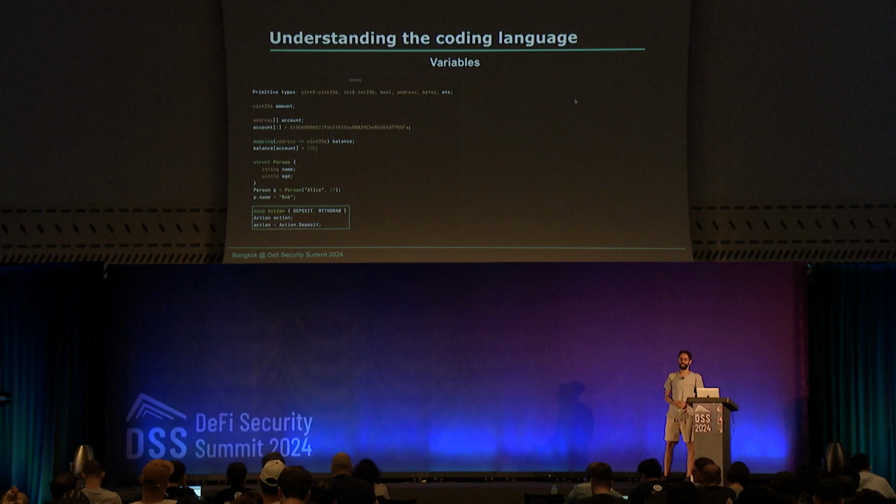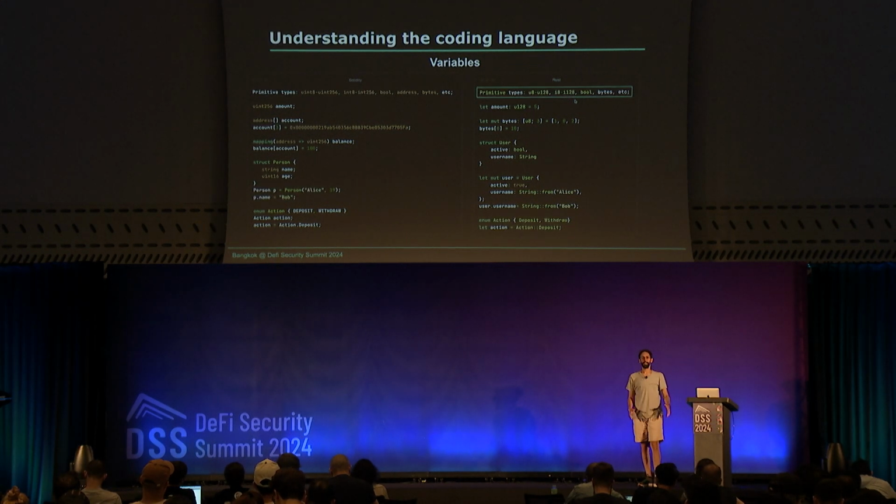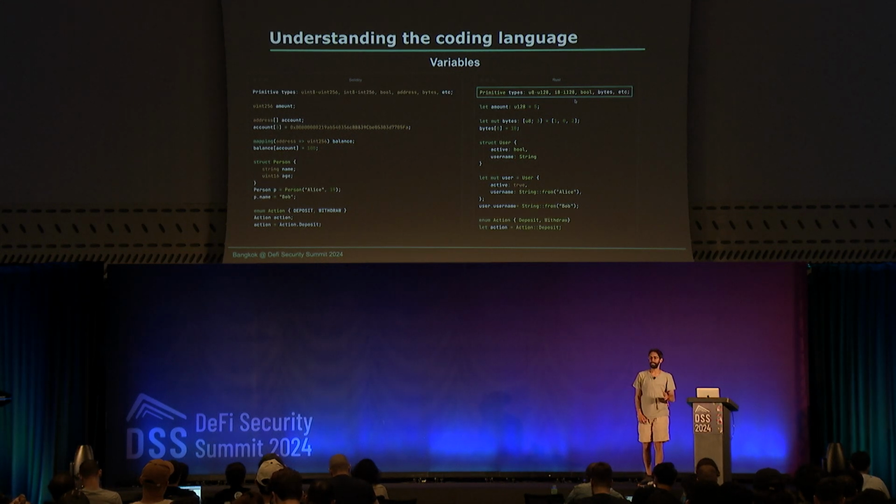We also have the enum, which is just to add a type to something, and bring it to Rust. We have similar things. So we are going to have the primitive types. U represents the uint, and it goes from 8 to 128. Then we have the integer, the boolean, bytes. It's kind of similar. And how to declare a variable.